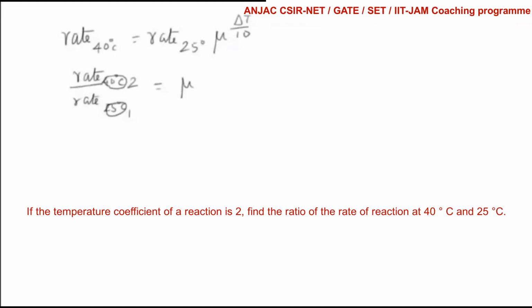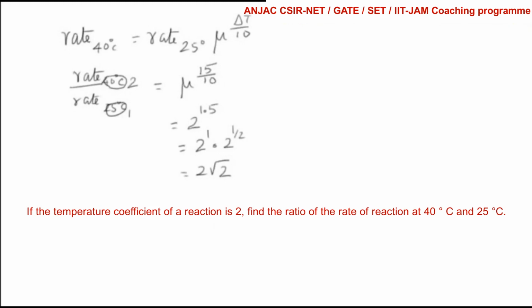After converting degree centigrade to Kelvin and subtracting, or without conversion, you get the same difference. Therefore we have a direct subtraction, 15 by 10. And mu is given as 2, so it is 2 power 1.5. What is the value? It can be written as 2 power 1 into 2 power 1/2, which is equal to 2 into root 2. This is the ratio.